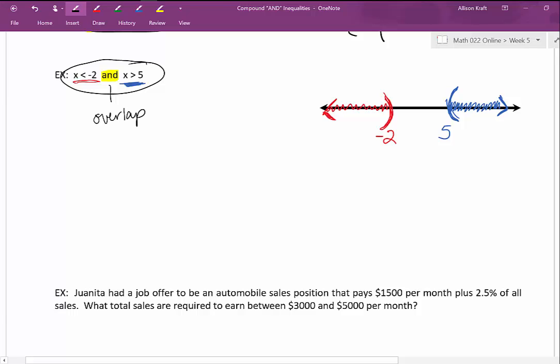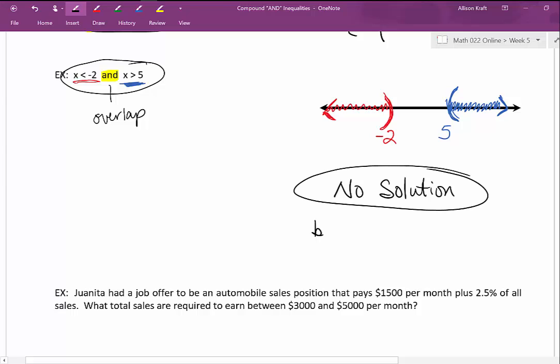If you take a look at your graph, where's the overlap? There is none. Since there is no overlap, there is no solution to this compound inequality. So our answer is no solution. There's no interval notation to write. There's no set builder notation to write, since those notations represent our solution.